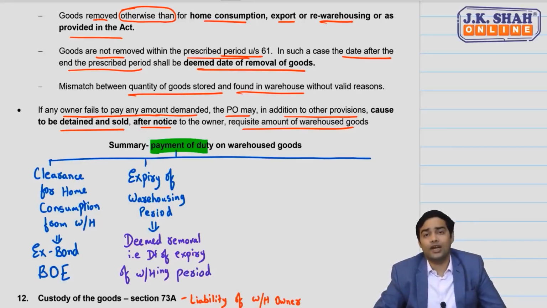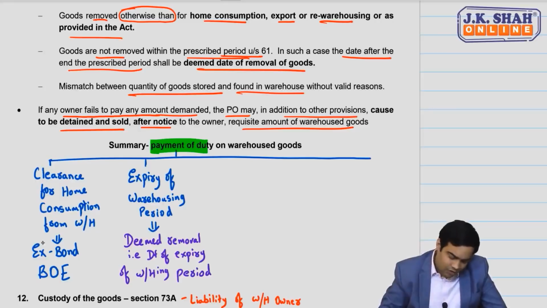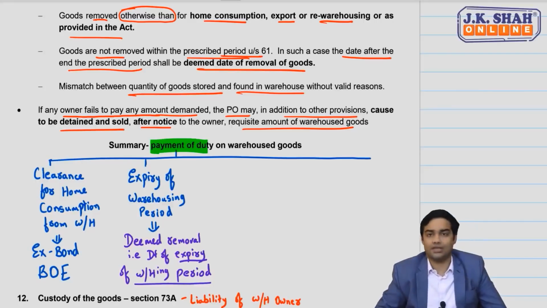This was also held in a Supreme Court judgment of Kesoram Rayon, where it was held that if the warehousing period has expired, then rate of duty will not be based on ex-bond. Rate of duty will be based on the date when the warehousing period expires. Important point, right? The day the warehousing period expires, that day.